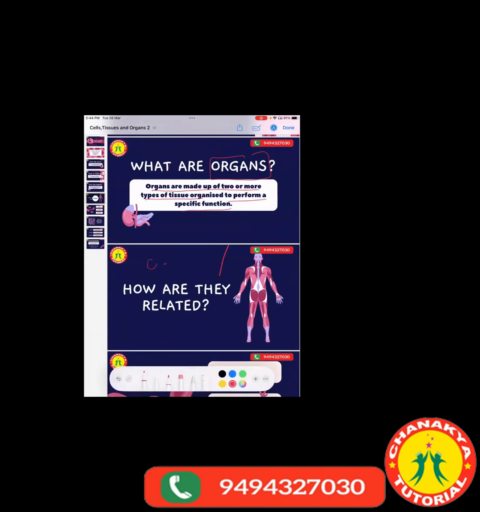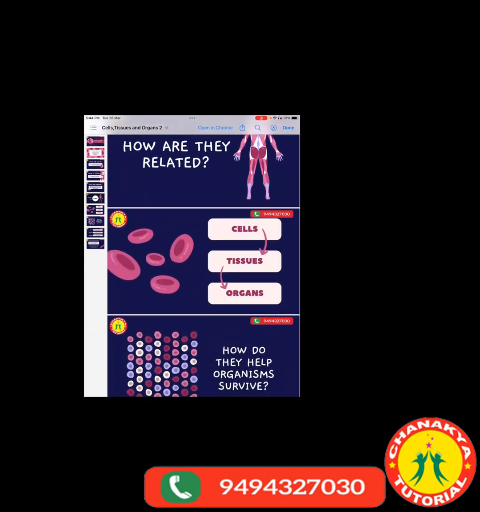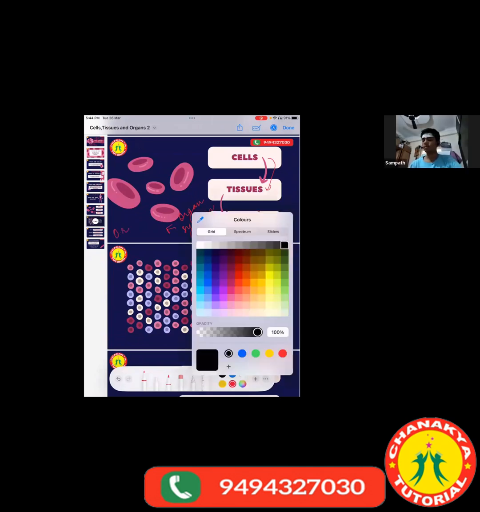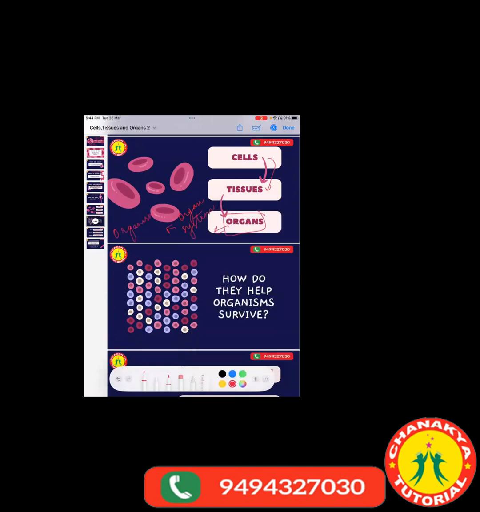Now, cells, tissues, organs, how are they correlated? Is there any connection between them? Yes, actually. If they have the cell, then only the tissue can be formed. If the tissues are there, then only the organ can be formed. And if organs are there, then only what can be formed? The organ system can be formed. And if organ system are there, then only who can form? Organism. Very good. The organism can be formed.